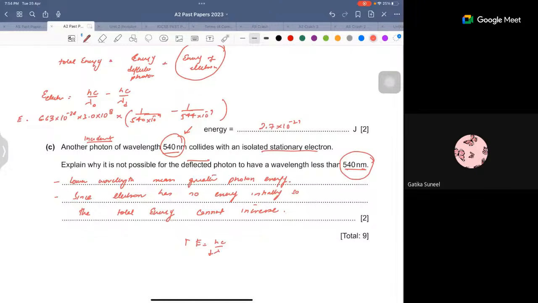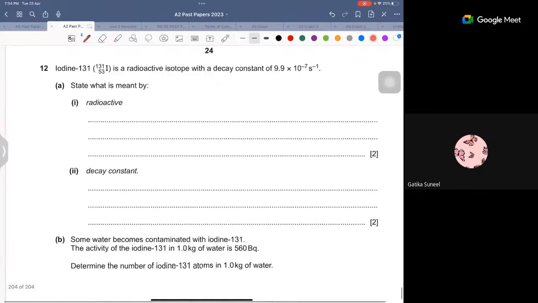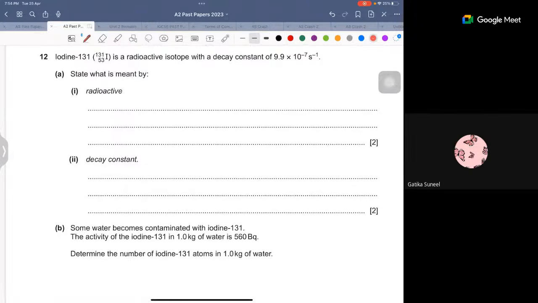Okay, I'm back. So let's move on to the last one. It says iodine is a radioactive isotope with decay constant. What is meant by radioactive? So radioactive is basically the property of an unstable nucleus that emits radiations. Oh my goodness, what is happening to my spellings? Now, decay constant is the probability of decay per unit time. That's the definition.